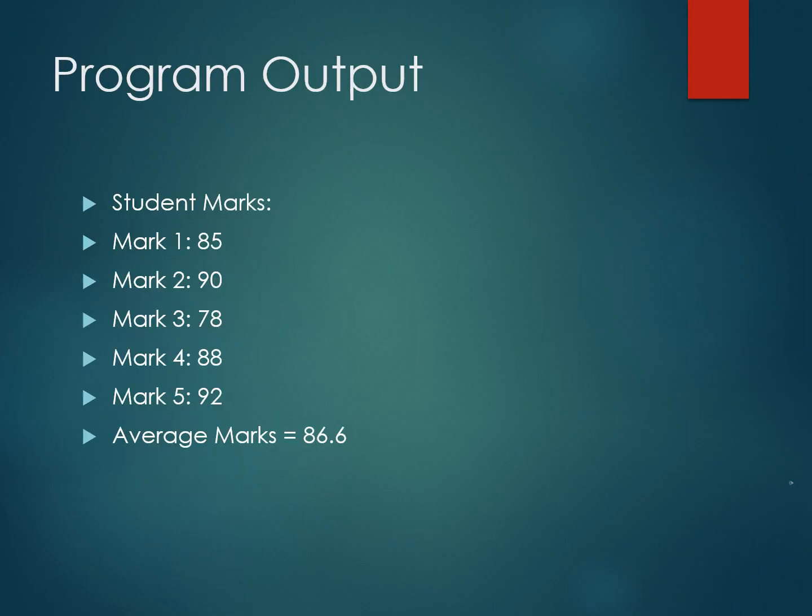Here is the output of the program when we run it. The program prints each mark one by one: 85, 90, 78, 88, and 92. After that, it prints the average marks, which comes out to 86.6.